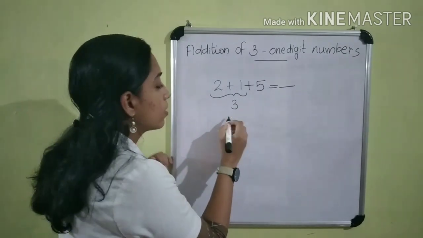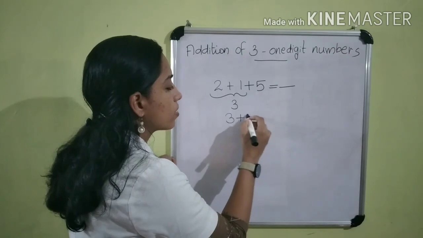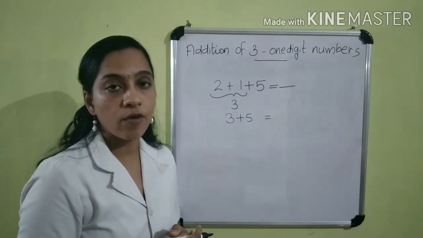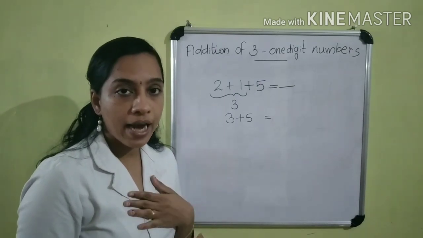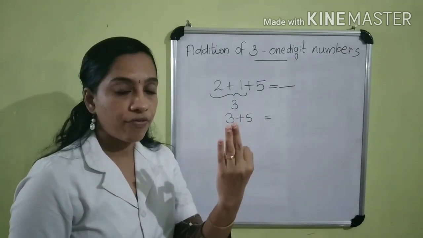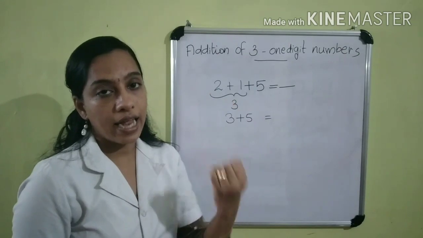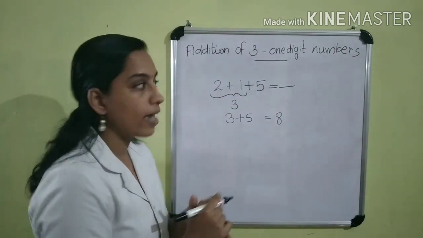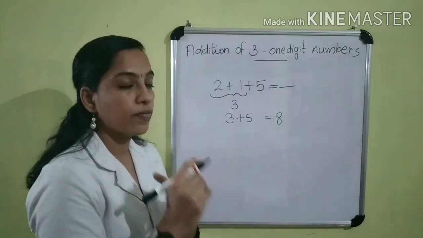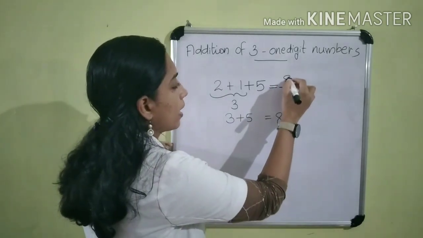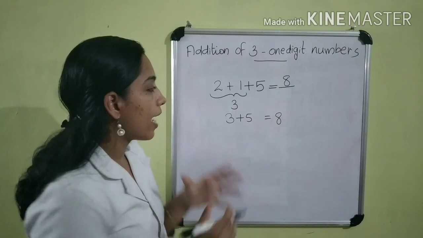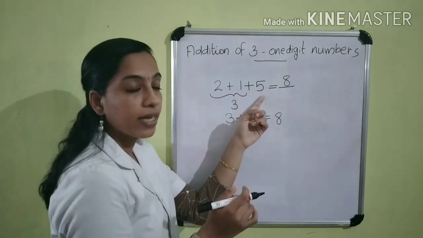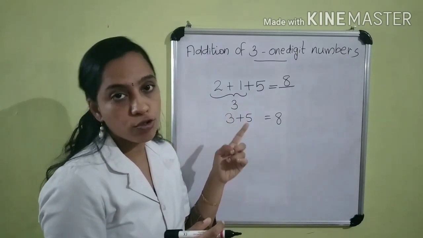That is 3 plus 5 is equal to? What will be the answer when we add 3 and 5? We will keep 5 in mind, 3 in hand. After 5, 6, 7, 8. So, we get the answer 8. So, we can write 2 plus 1 plus 5 is equal to 8. Here, we add the first two numbers, then add the third number with the sum of the first two numbers.